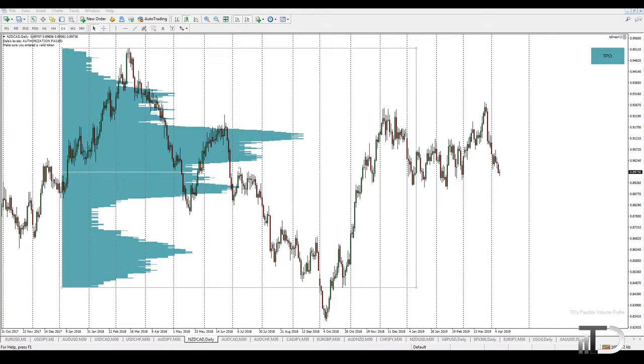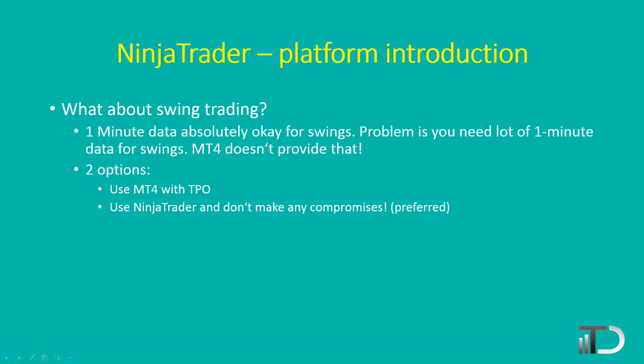So as I said, for swing trades, you have two options. You can either use MetaTrader with TPO, which I showed you, but as I said, TPO isn't as accurate as actual volumes. I'll show you why later. Or the second option is that you simply use NinjaTrader and you don't make any compromises, which is obviously the preferred method, which is why I prefer NinjaTrader to MetaTrader.